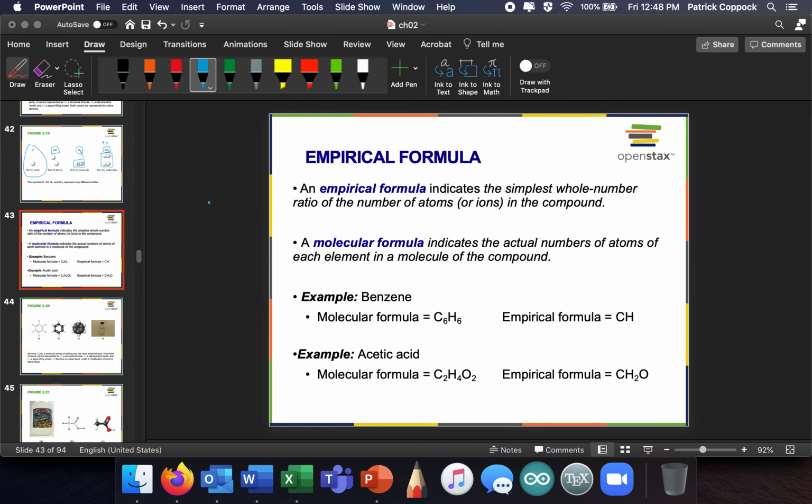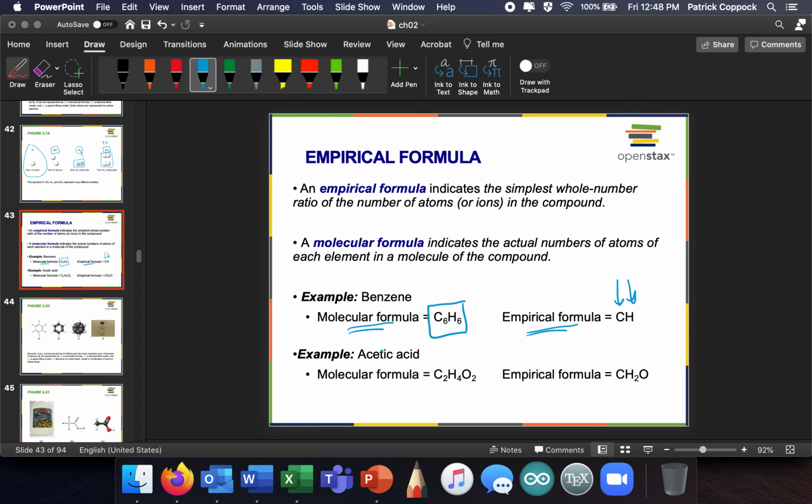Now let's talk about empirical formulas. Empirical formulas indicate the simplest whole number ratios of the atoms in the compound. For example, the molecular formula of benzene is C6H6, but you see these are both multiples of 6, right? So if I divide everything by the lowest number here, then I'm going to get CH. So this is the empirical formula of benzene, and here's the molecular formula of benzene.